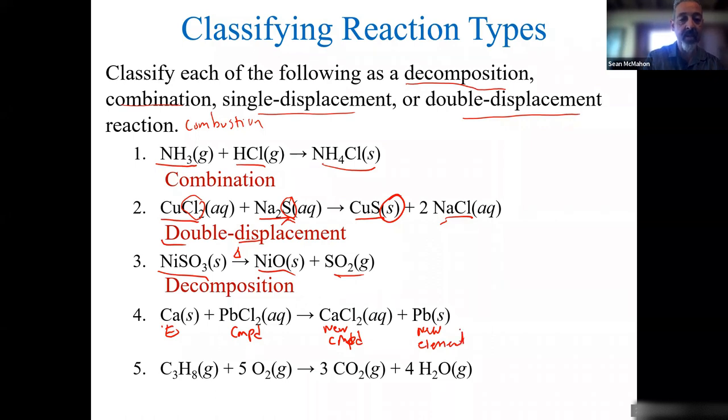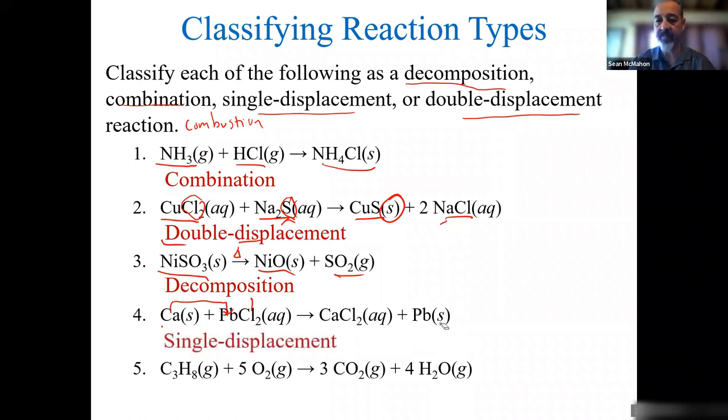So what happened? Chlorine, well, really calcium kicked the lead out. Calcium said, hey, I'm going to dance with chlorine. Get out of here. Boom. So what is that? It's not do-si-do. When you think of an element, it's by itself, it's single displacement.